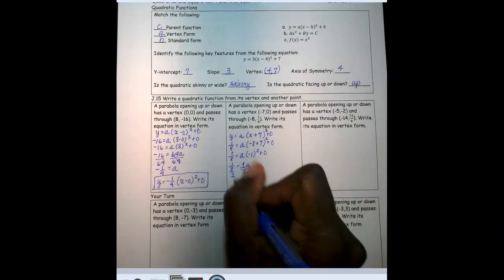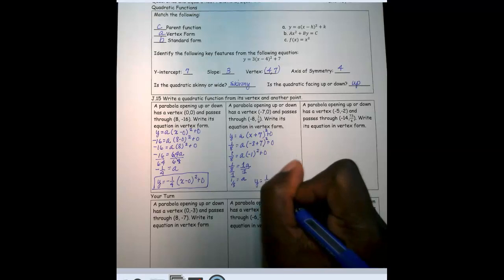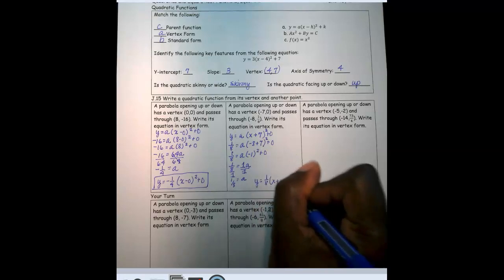Divided by 1, A is equal to 1/8. So our equation would be y is equal to 1/8 (x plus 7) squared, and you don't have to write the plus 0. You can if you like. All right, let's go on to the next question.